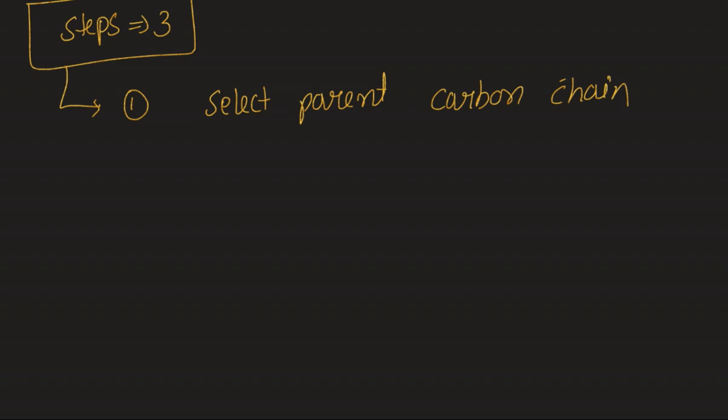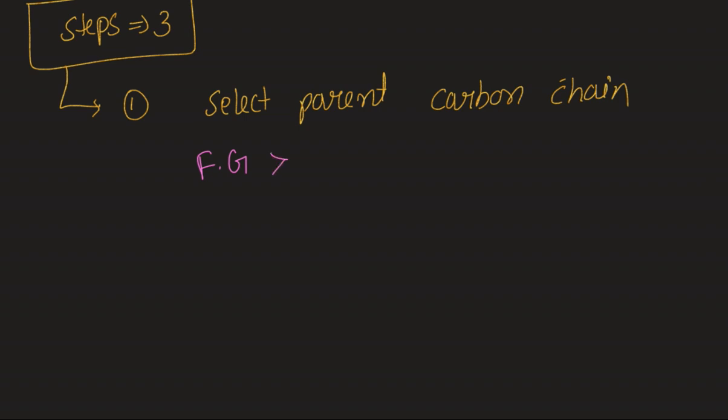The first importance you have to give is to the functional group. Many students think the carbon chain means the largest number of carbons. No, not like that. If there is a chain containing 2 carbons with a functional group and another chain having 10 carbons without a functional group, you have to choose the one with the functional group. So first priority is for the functional group.